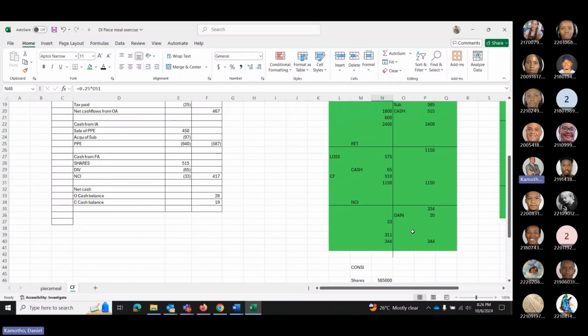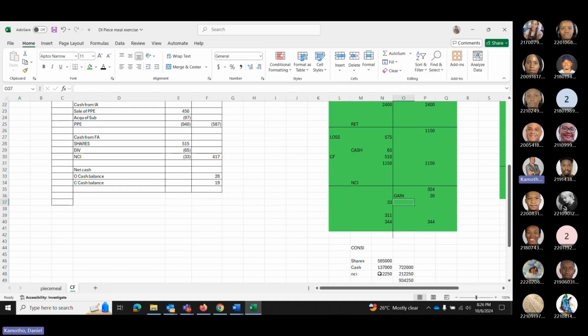Okay, this is where we are. We missed that one. You see, we have NCI, the initial recognition. This is brought forward, this is carried forward. We have initial recognition, which is this one, 212. Let me put 212 here. So if I put 212, that is 245. 212 is the acquisition, brought forward, and this would be 556.